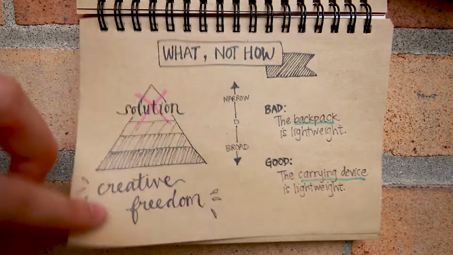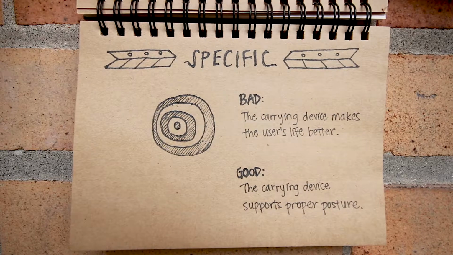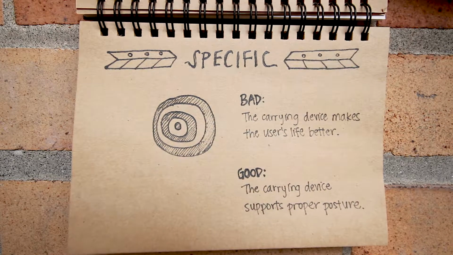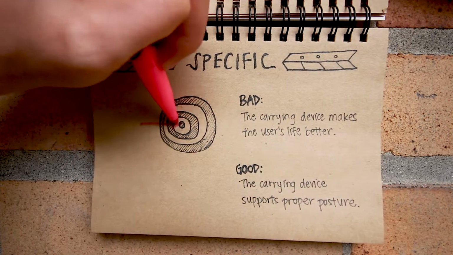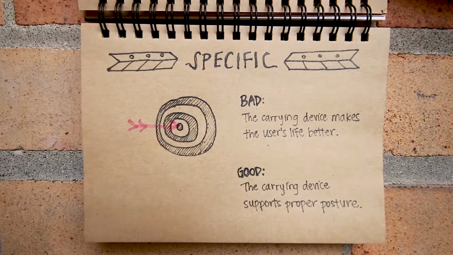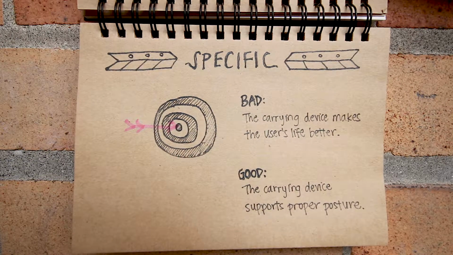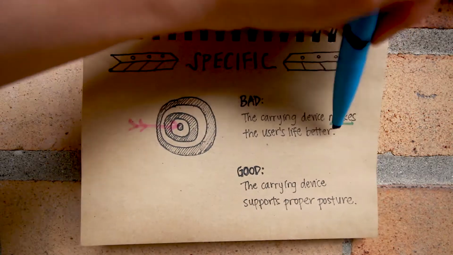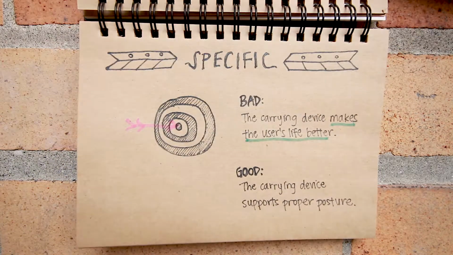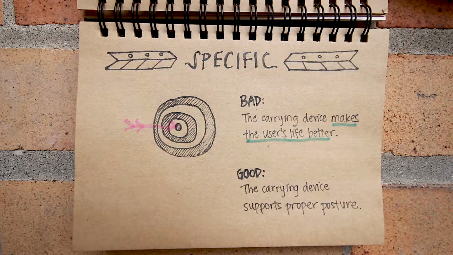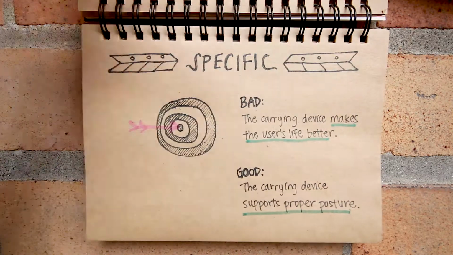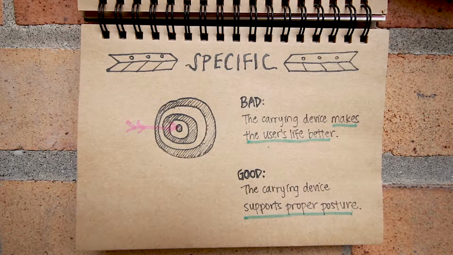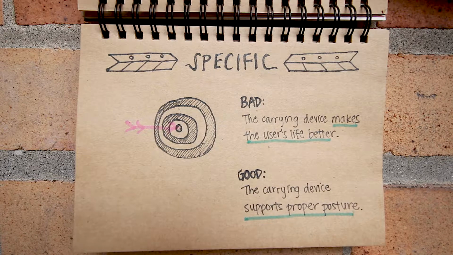Next is specificity. The first guideline focuses on keeping the statement broad enough to allow for creative freedom. But you also want to make sure that you express the need as specifically as the raw data. Another example you could start off with is, the carrying device makes the user's life better. Of course you want your design to improve the user's life. But what makes someone's life better? This needs statement is too broad and would be hard to work with. Instead, focus on one element of improving the user's quality of life. For example, you could say, the carrying device supports proper posture. This needs statement will lead to a more manageable project.